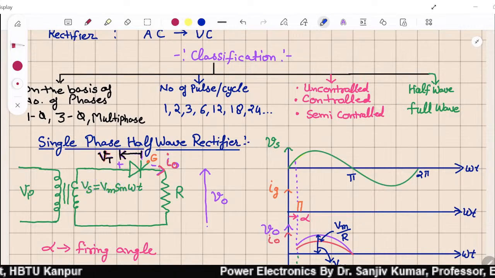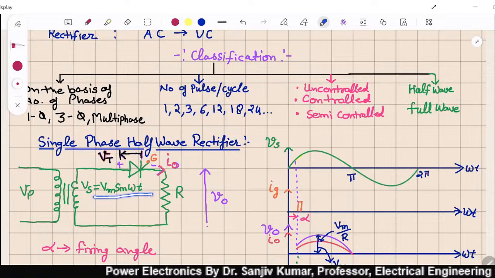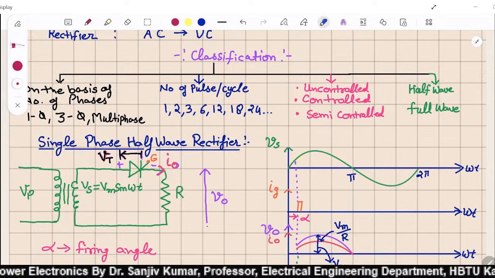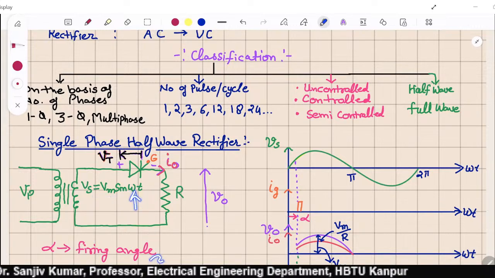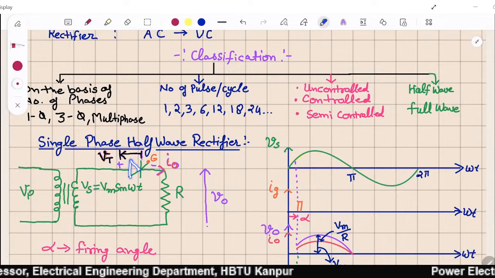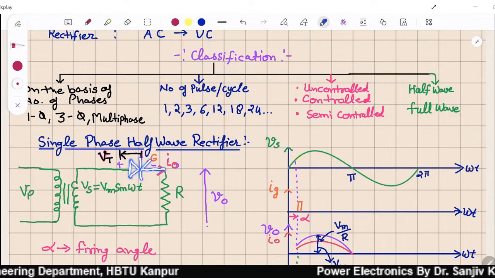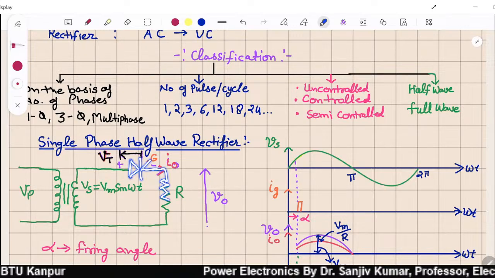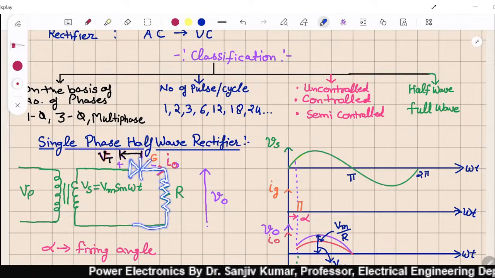Vm sin omega t, where Vm is the peak amplitude and omega is angular frequency, and this is the thyristor. See, this is the thyristor, and this is your load resistance which you have connected as a load. Now this is the circuit.